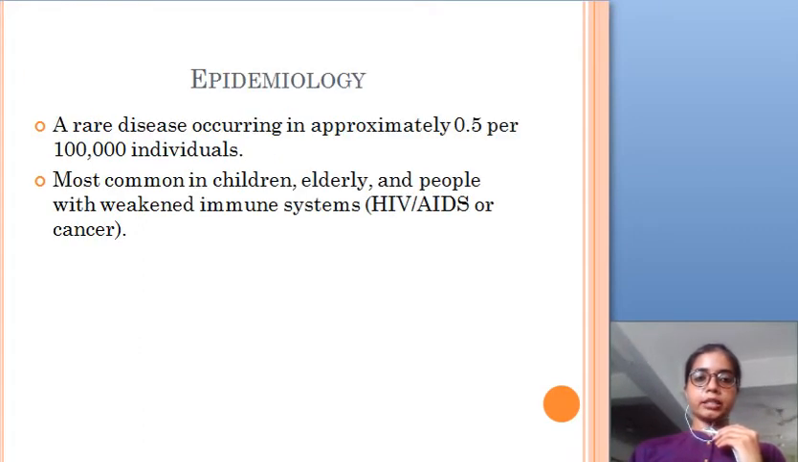Epidemiology. It is a rare disease occurring in approximately 0.5 per 100,000 individuals, most common in children, the elderly, and in people with a weakened immune system, that is either HIV/AIDS or cancer.